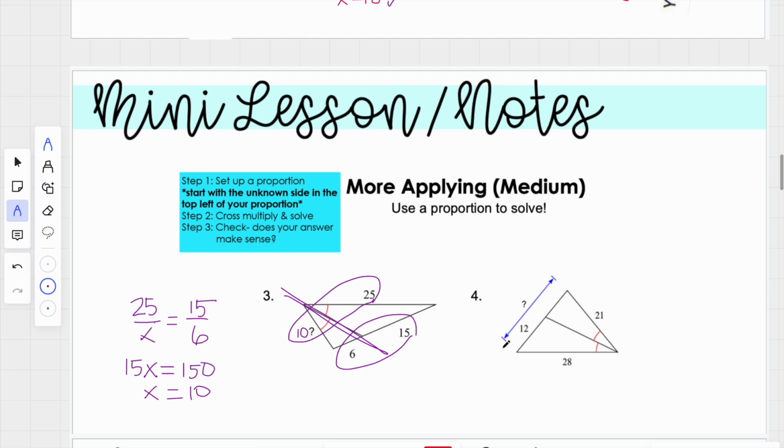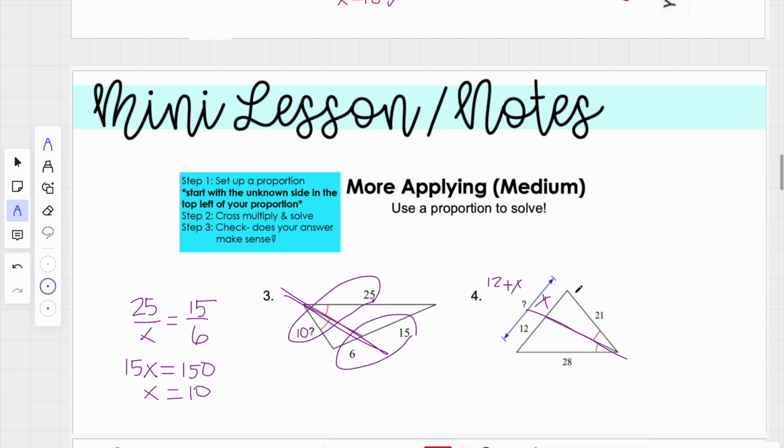Number 4 is a little bit trickier because I'm looking for the whole side length. Well, this angle bisector theorem that we're talking about here is not going to give us the whole length, but it is going to give us this part right here. But if I'm actually wanting the whole length, what I'm going to want to do is take what I got there and add it to 12. That whole length will end up being 12 plus x.